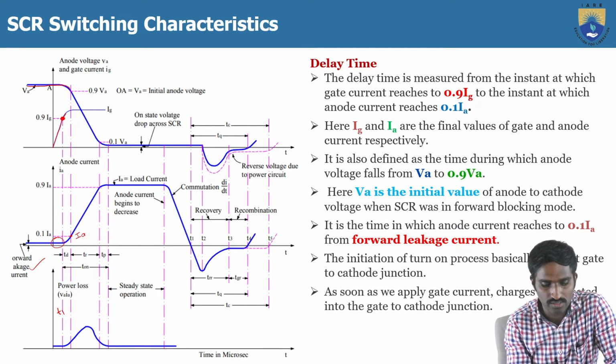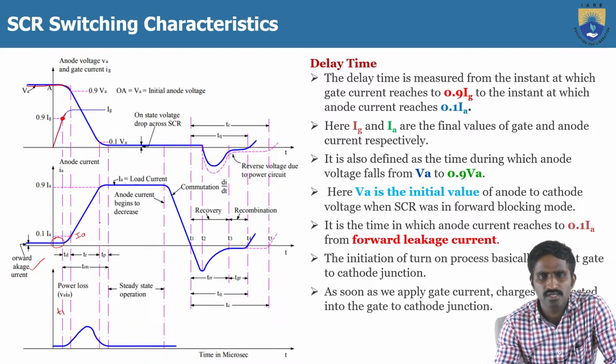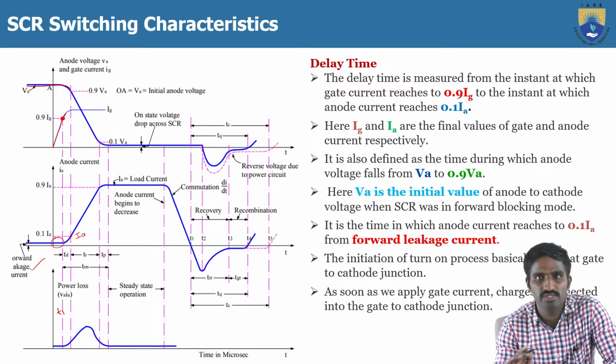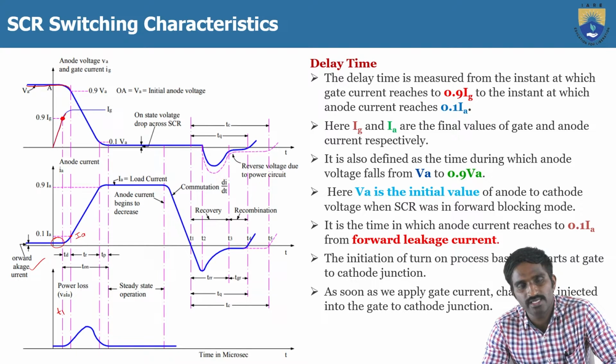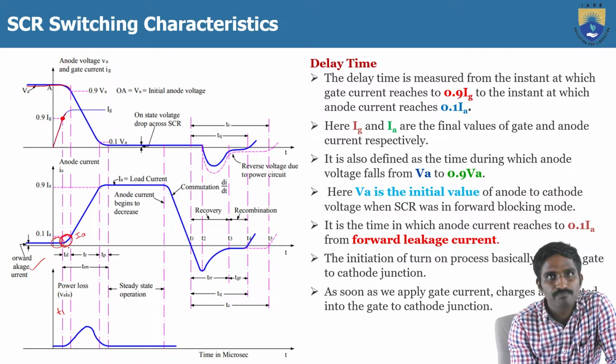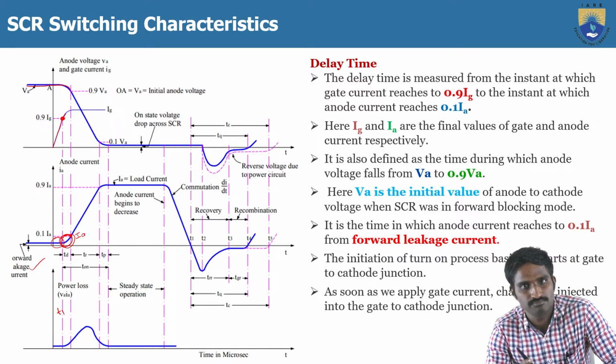Then of course there are many definitions for the delay time. So one is with respect to the anode current and the gate current. With respect to anode and gate current, it is the time required from the instant the gate current reaches 0.9 Ig to the instant at which the anode current reaches 0.1 Ia. So this region is called the delay time.